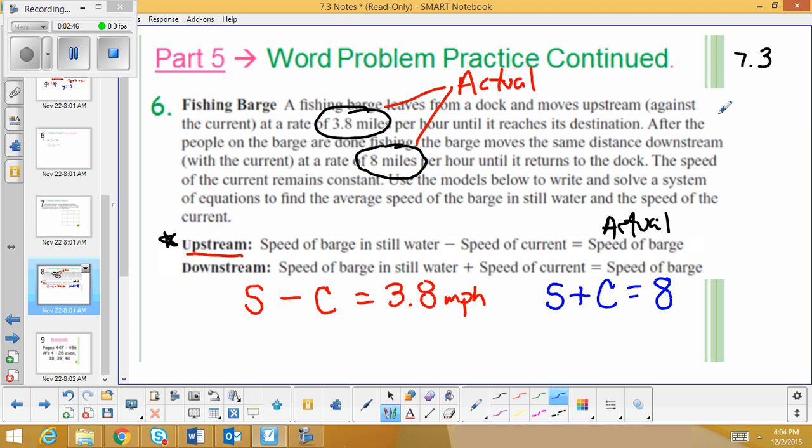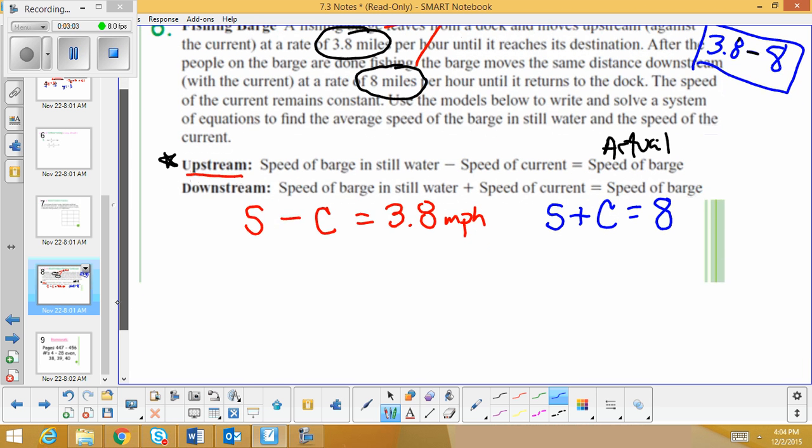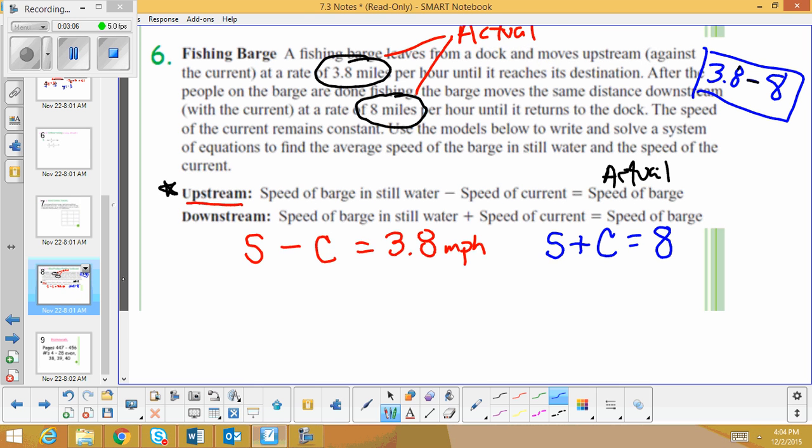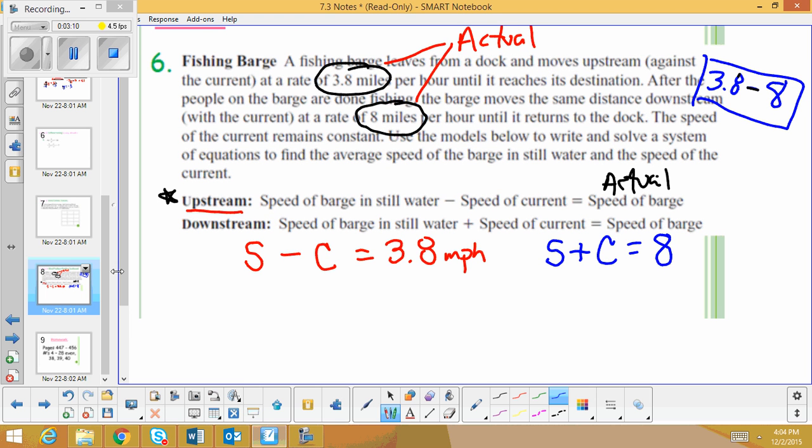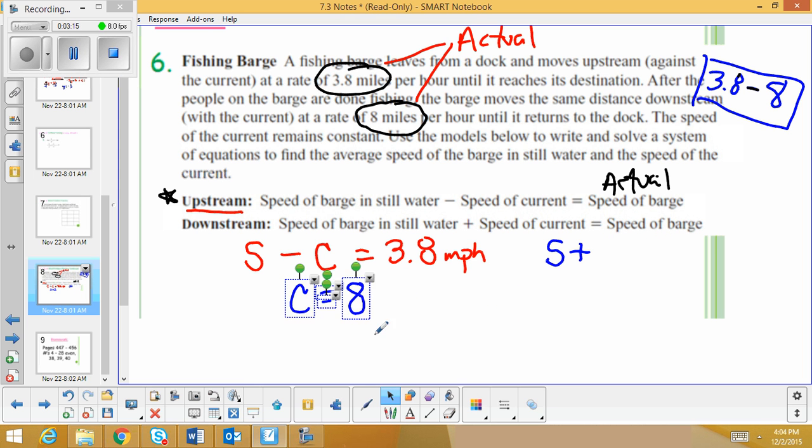So the speed has to be somewhere in between this 3.8 and 8 mile per hour range. I'm thinking we have to find right in the middle. If we're looking at it purely from an algebraic standpoint, then we're going to see if we can cancel out one of these variables. So I'm thinking, what if I stacked these on top of each other? I'm going to move this over here, make sure I don't screw it up.